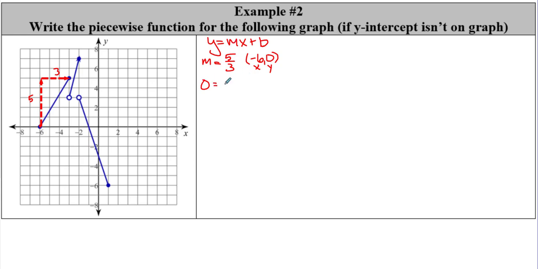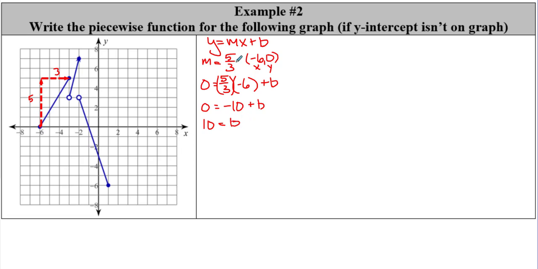And then my m is 5/3. And then my x is -6. And then I have this plus b. So what I'm going to do now is solve for b. So I would multiply these two. -6 times 5/3 is going to give me -10. And then I have my plus b. But then I want my b to be completely by itself on one side. So instead of this -10, I've got to add 10 to both sides. And then I get 10 is equal to b.